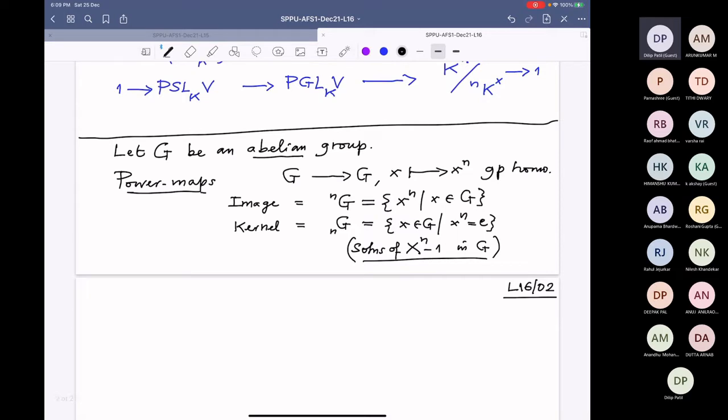So injectivity we can describe. Surjectivity also we can describe, that is, every element is an nth power of somebody. Then it is surjective. So when is this map an automorphism? When is the power map an automorphism?